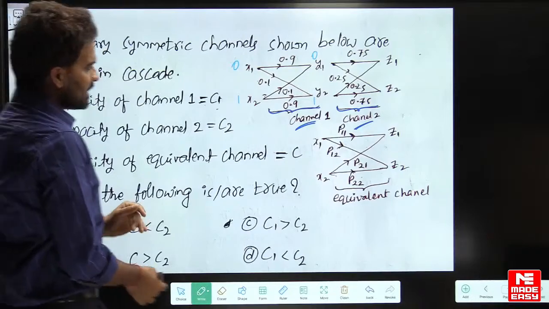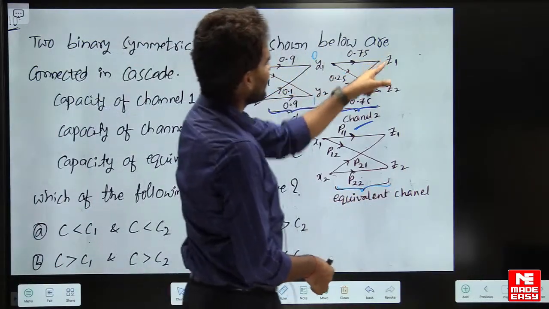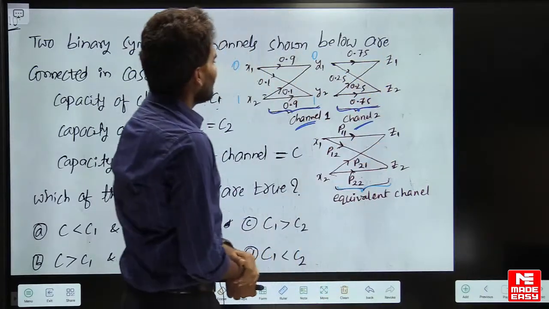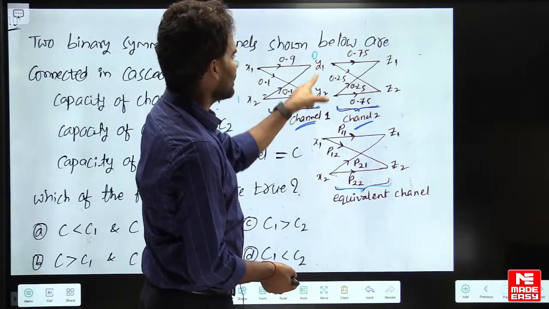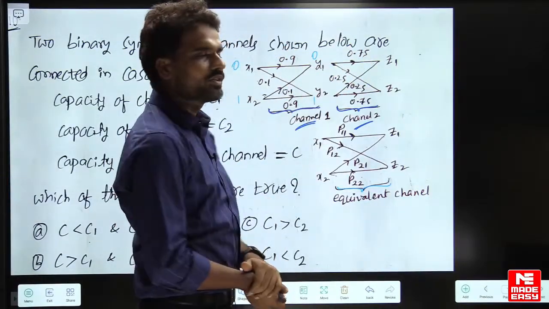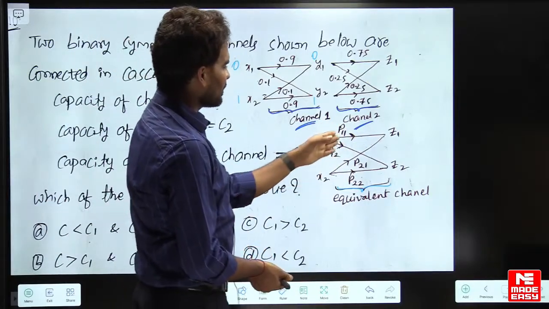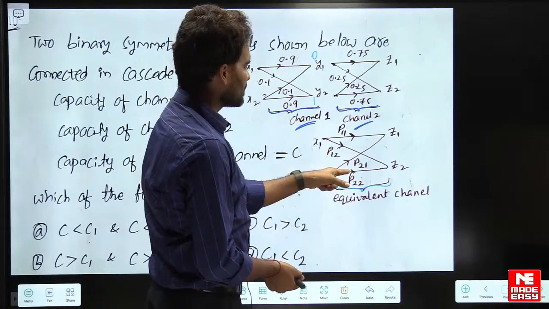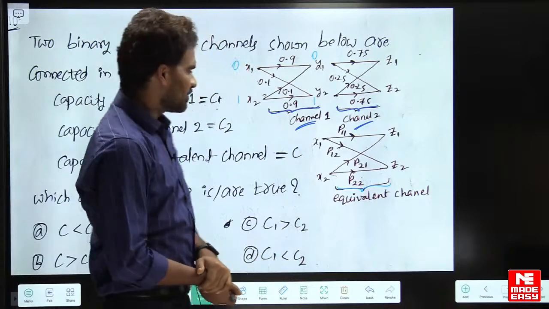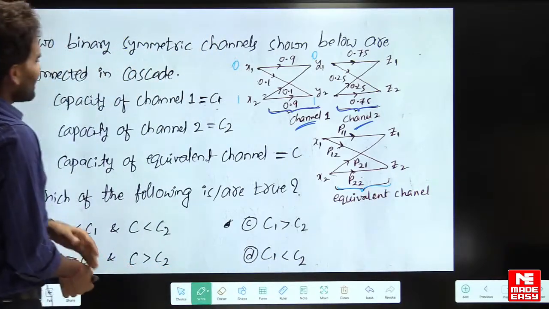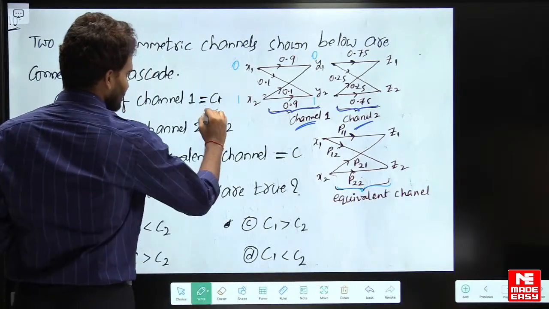And the equivalent channel is this. x1, x2 are the inputs and z1, z2 are the outputs. The output of the first channel is given as the input to the second channel. This y1, y2 is given as the input to the second channel. This is the equivalent channel, and the corresponding transition probabilities, the channel probabilities, are denoted like this: P11, P12, P21, P22. And the capacity of the first channel is denoted with C1 here.